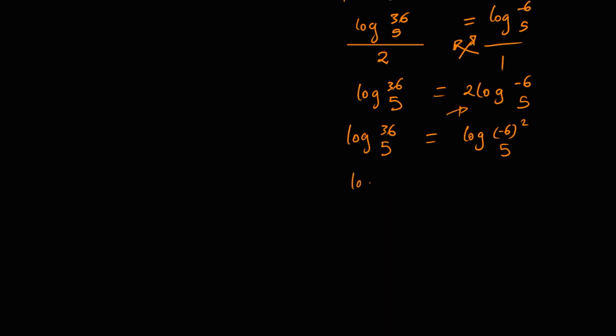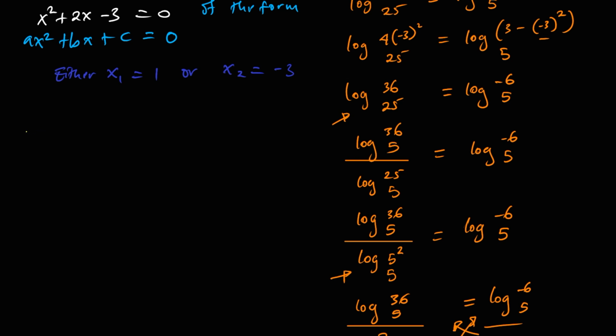So we will have log of 36 base 5 equals log of (-6) squared, which is the same as 36, base 5. And since on either side we have log to base 5, we should equate the arguments. So we have 36 equals 36. And since the left hand side equals the right hand side, therefore the value of x also equals -3. Let's conclude. Therefore, x equals 1 and x equals -3. x equals both 1 and -3.